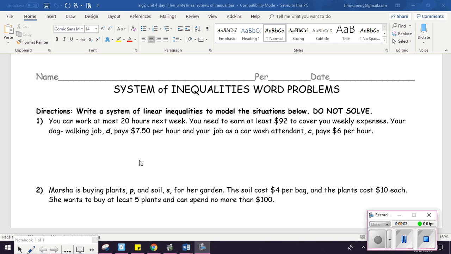Alrighty, this is a tutorial on systems of inequalities word problems. I will work out the even problems with you all. Essentially, all you're doing is writing the inequalities. You're not solving anything.